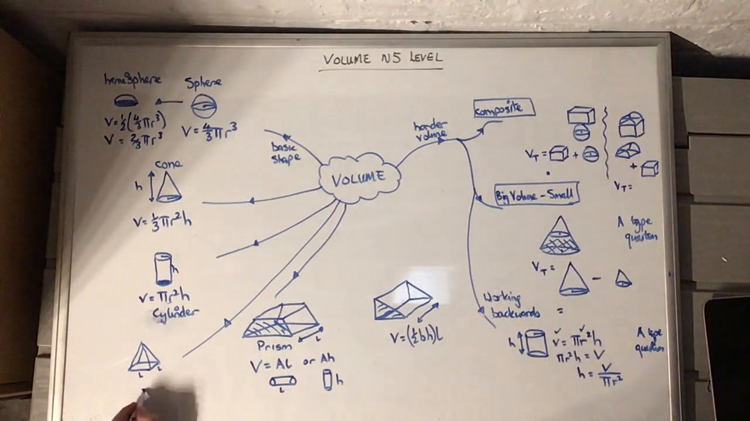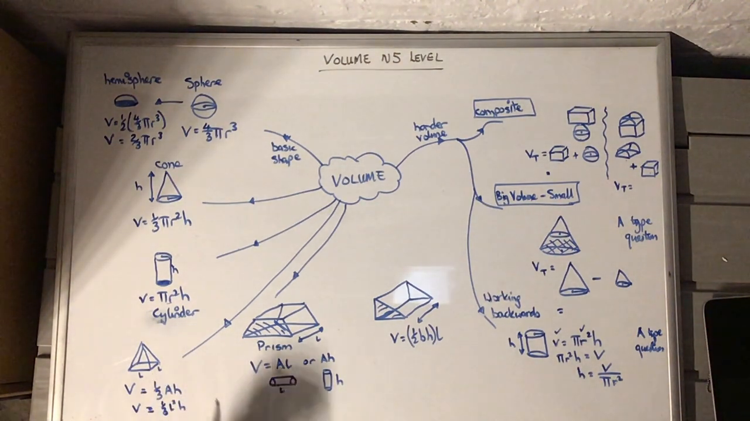So for a pyramid, it's a third of the area times the height. Okay, for any pyramid, the volume for any pyramid here. Okay, square base pyramid there. So we can work that out. That'd be a third. Well, the area of the base here is L squared times H. So that's what we can do for that. But pyramids don't tend to come up very much at all. Okay, so I wouldn't worry too much about that.